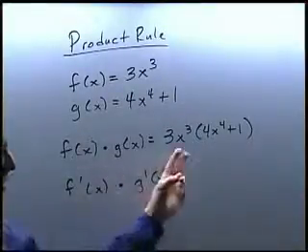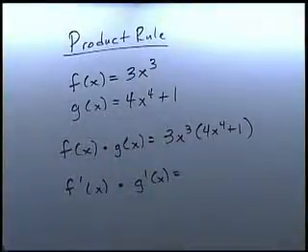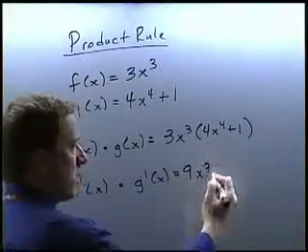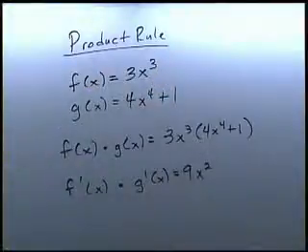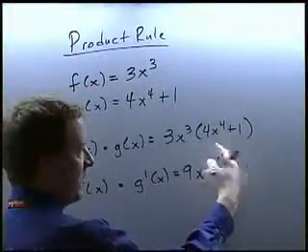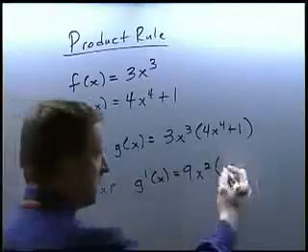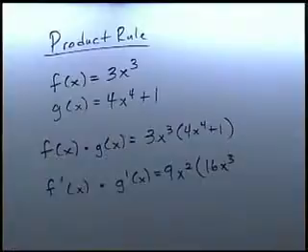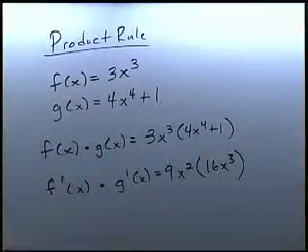Just reviewing from the other day, what is the derivative of 3x to the third? 9x squared, right? The 3 comes down front, 3 times 3 is 9, and we decrease the power by 1. What is the derivative of 4x to the fourth? 16x cubed. And the derivative of 1 is 0. 1 is a straight horizontal line, so it does not have a slope. It has a slope of 0.